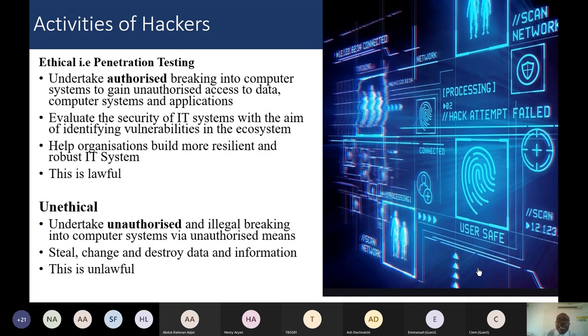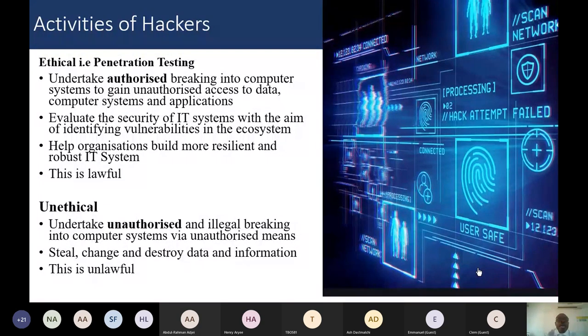Then there are the other bad guys, the black hats, who undertake unethical activities. They don't seek your permission. They don't seek your authorization. They break into your computer systems, and their main objective or motivation is to steal your data, change the data that they have in your system, or even destroy data and information. And this is unlawful. So you need the ethical hacker to review or assess your IT systems infrastructure to prevent an unethical hacker from operating in your ecosystem.